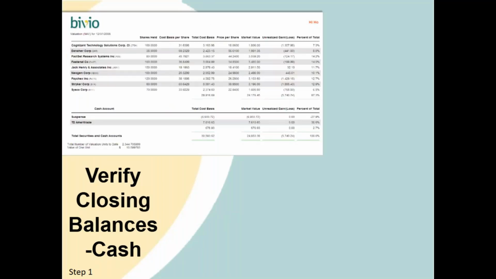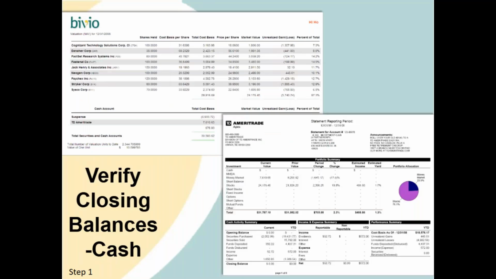I do want to highlight Step 2 of the audit because it contains 2 critical checks that will tell you right off the bat whether you are even close to ready to prepare your taxes. This is to verify that your closing balances are correct in bivio. You do this using a bivio valuation report and your end of year statements for each of your financial accounts. First, check that the cash balance shown in bivio as of the end of the year agrees exactly with the balance shown on each of your account statements.